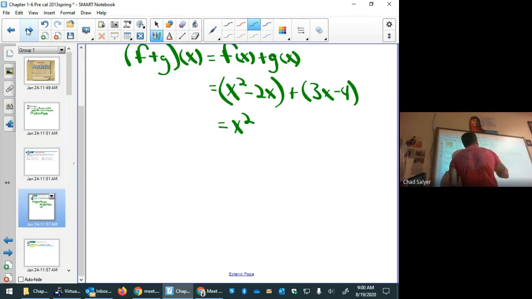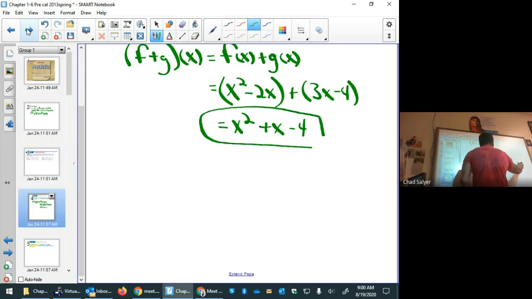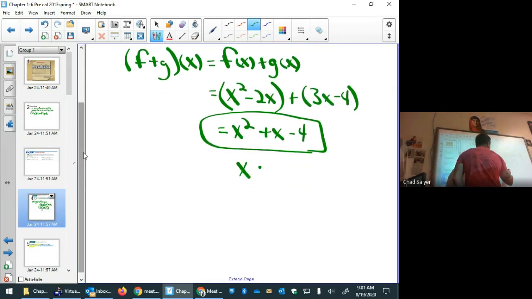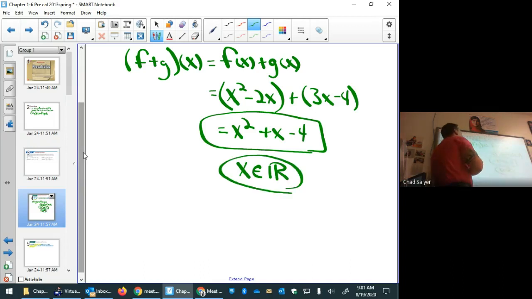So all I have to do here is drop the parentheses and combine like terms. I've only got one squared term. I've got two single powers of x, minus 2 and plus 3. So that's plus 1 and then minus 4. There are no domain constraints for any of these functions. So the domain is going to be x is a real number. So in other words, any number you can think of as long as it doesn't include the imaginary unit.